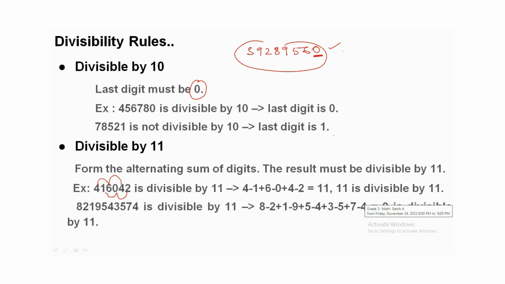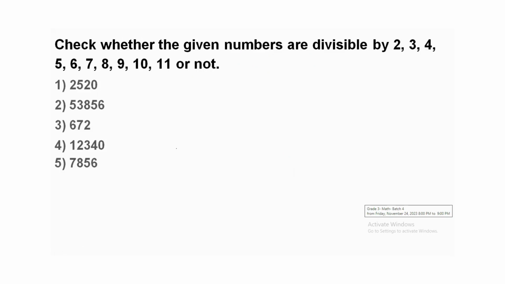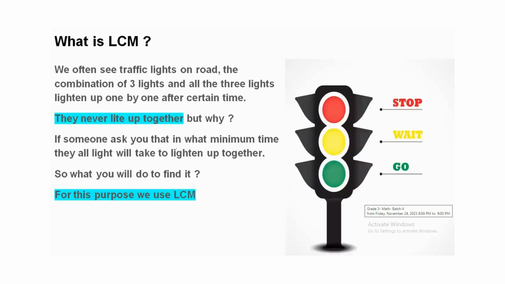Then whatever we are getting, like 6 plus 4 is 10, 10 plus 4 is 14. Then 2 plus 0 is 2, 2 plus 1 is 3. So we subtract 3 from 14 and get 11. 11 is divisible by 11, so this particular number is divisible by 11. Understood? Okay, this is for practice.